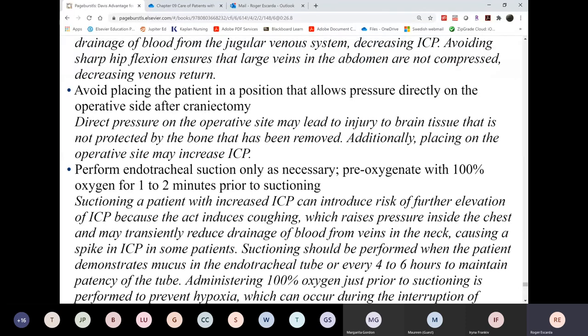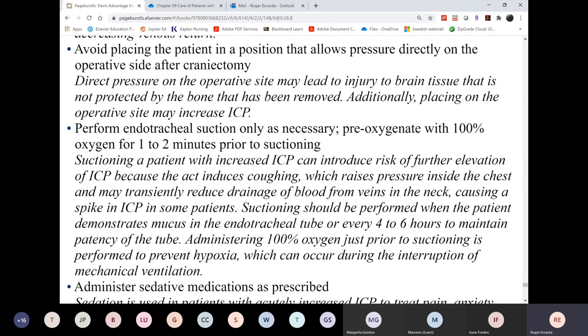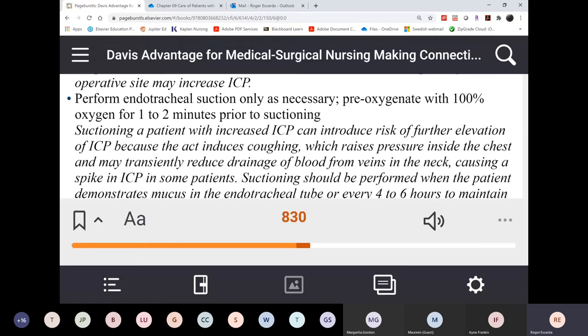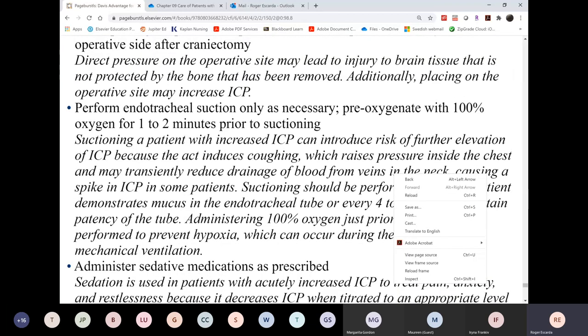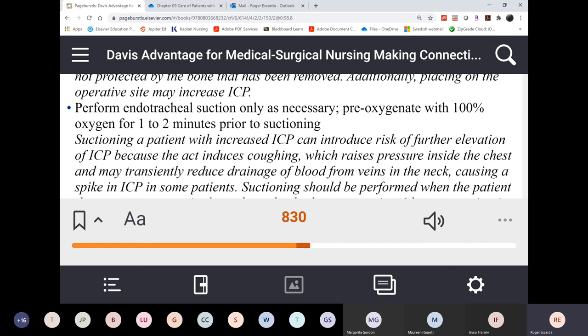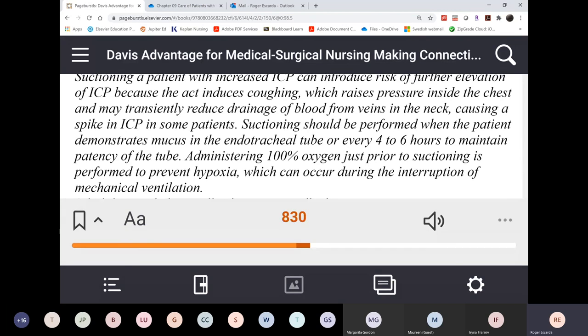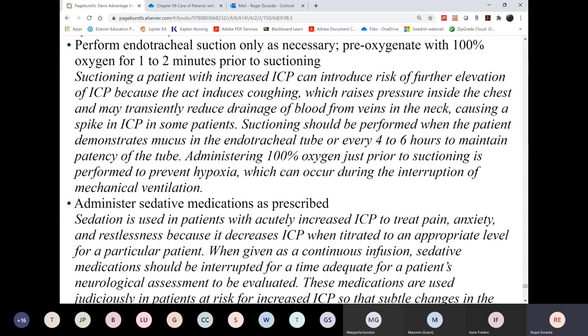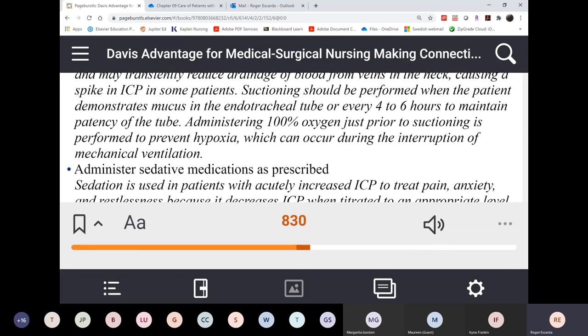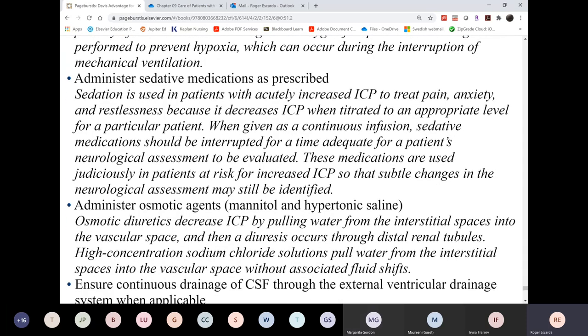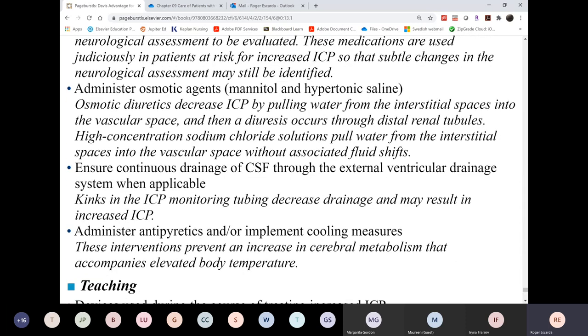So keep monitoring the patient for signs of increased ICP. Because these patients are intubated, we have to suction, right? So please read these whenever you suction. Make sure you perform pre-oxygenation. We hyperoxygenate before and after suctioning? Yes. The suctioning itself will cause hypoxia. It will cause increased ICP also. So to lessen the impact, you have to really hyperoxygenate. And there's the sedation and the mannitol or hypertonic saline.